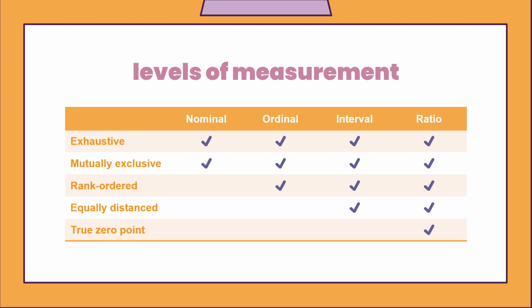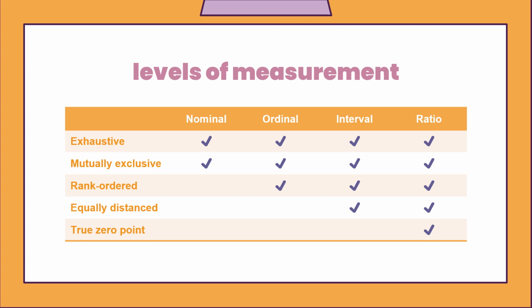Then we have interval variables. So for these, it's all the stuff that applies to ordinal, but they're also equally distanced from one another. So a good example of interval level data is the temperature when it's in Fahrenheit. So it is able to be negative. There's no true 0 point. Something could maybe be negative 500 degrees Fahrenheit.